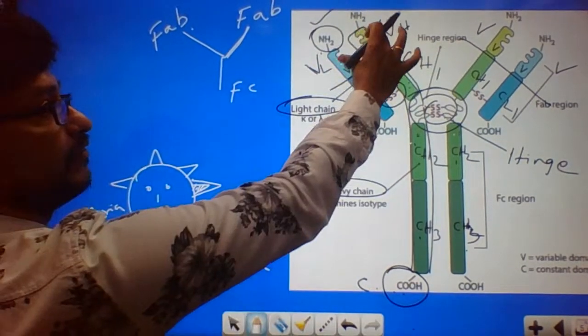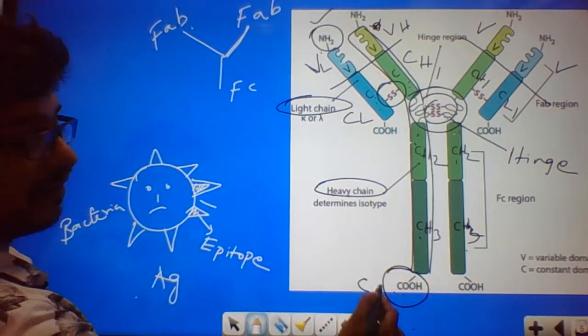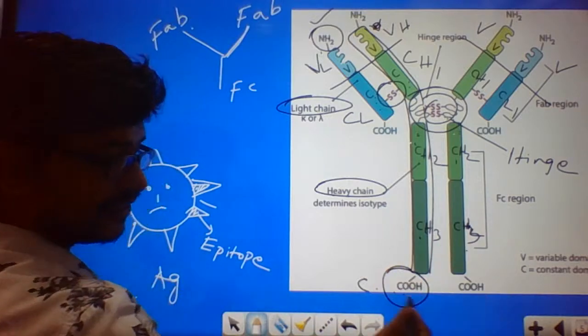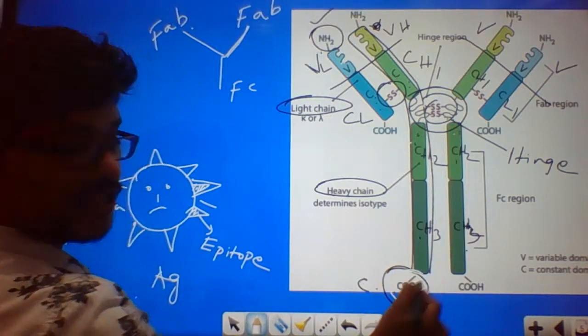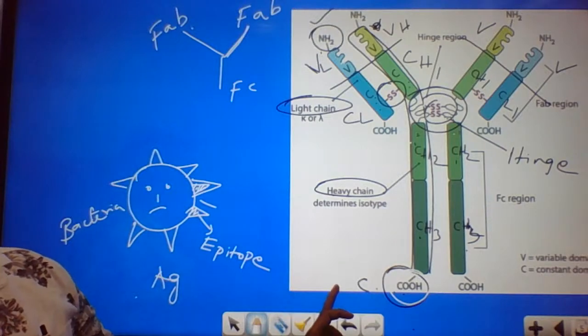The first segment is the variable region. The lower part is the FC region. FC region means it is the crystallizable part. This region can be crystallized, due to the presence of the constant region, or because of the COOH end. So we can call it FC.